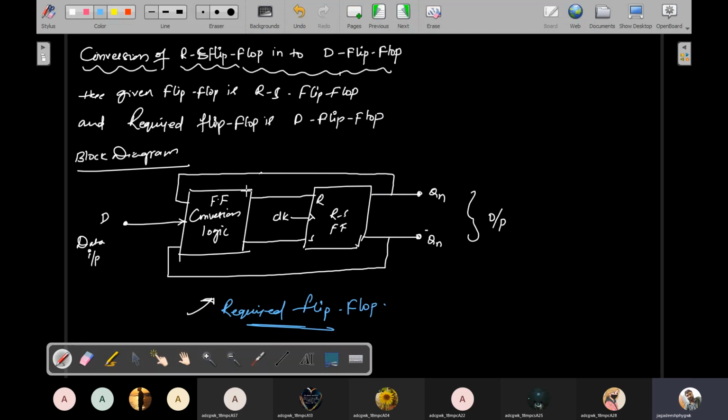So right now I want to write the truth table of D flip flop and the excitation table of RS flip flop. Everything is like that only. Whatever the required flip flop is, you write the required flip flop truth table as well as the given flip flop excitation table. Using those tables you derive the conversion table from RS to D flip flop. Okay, right now I'll move to the next page.